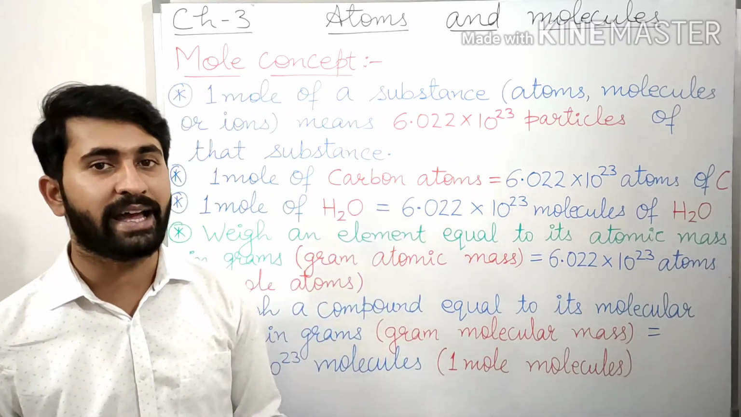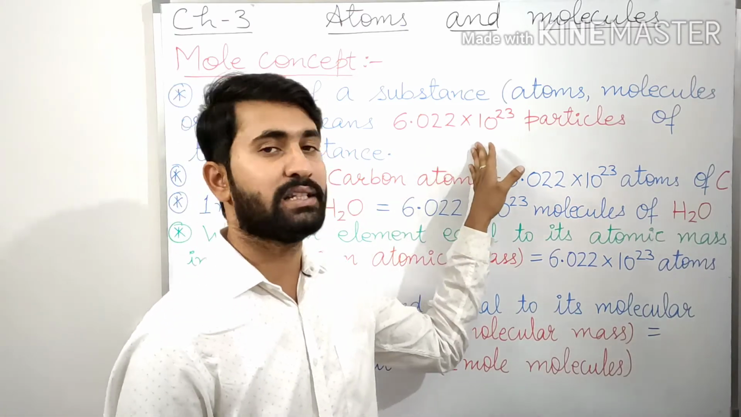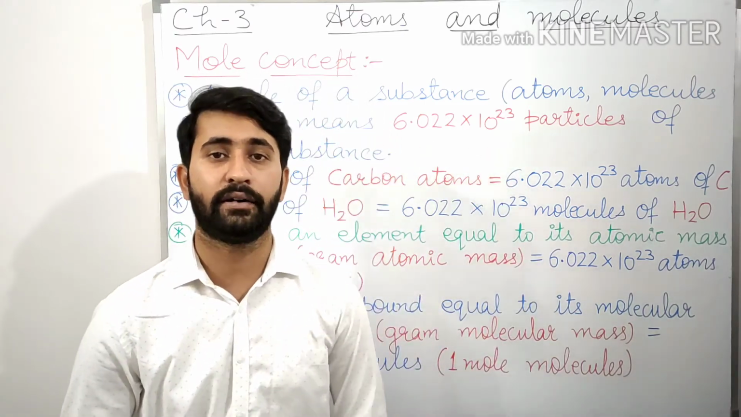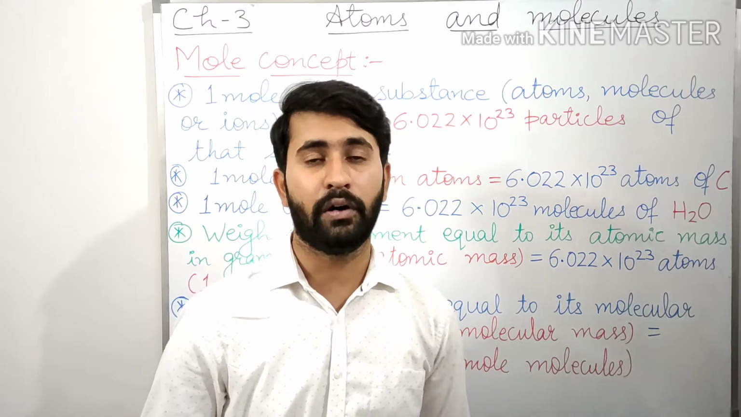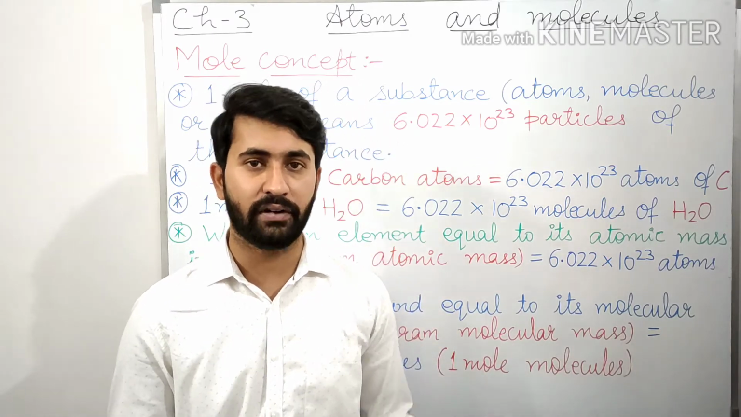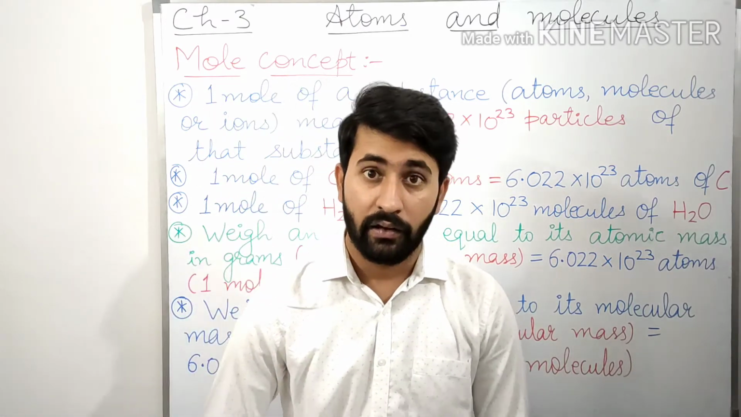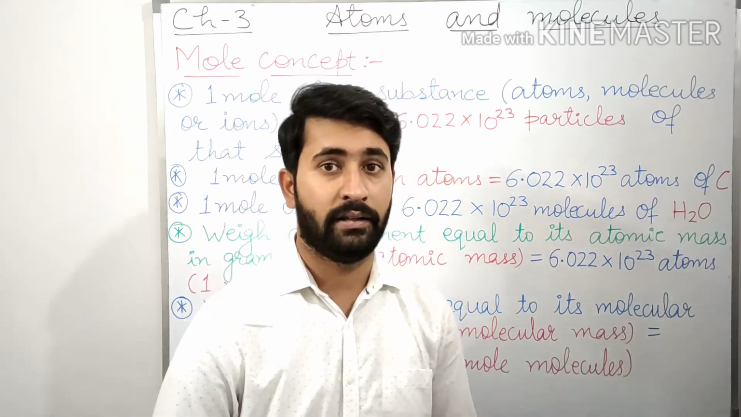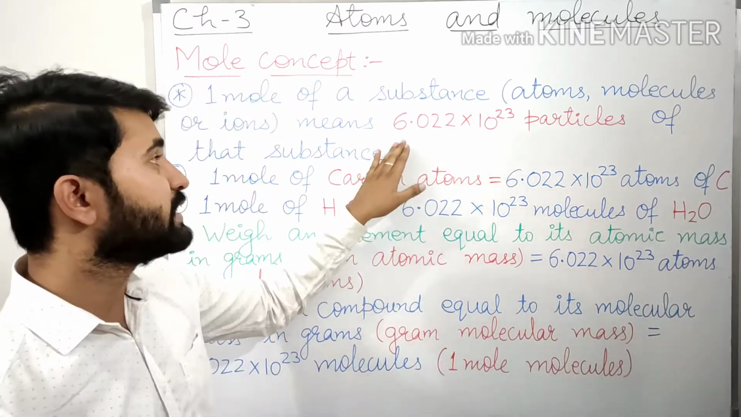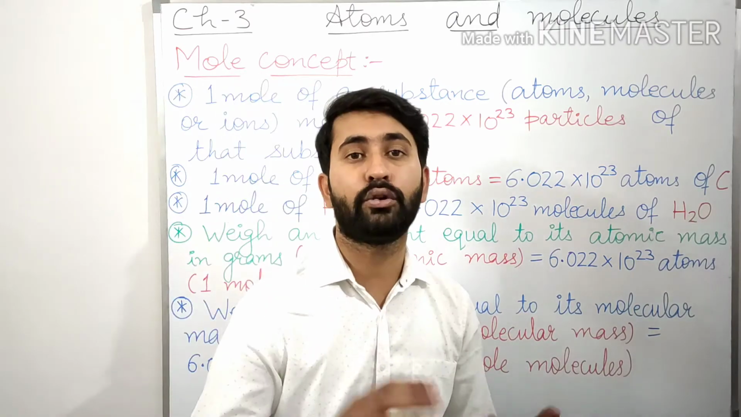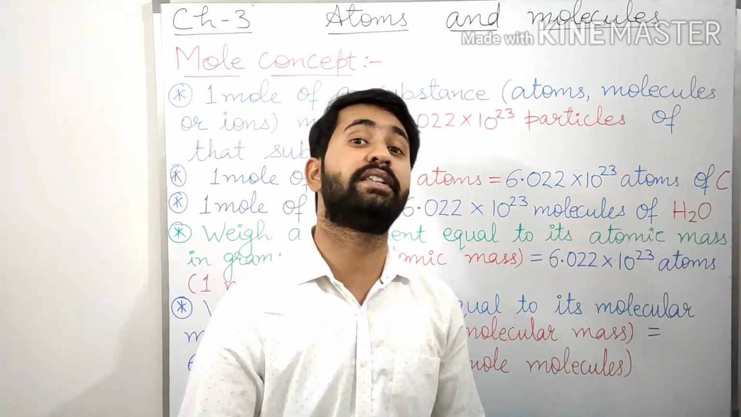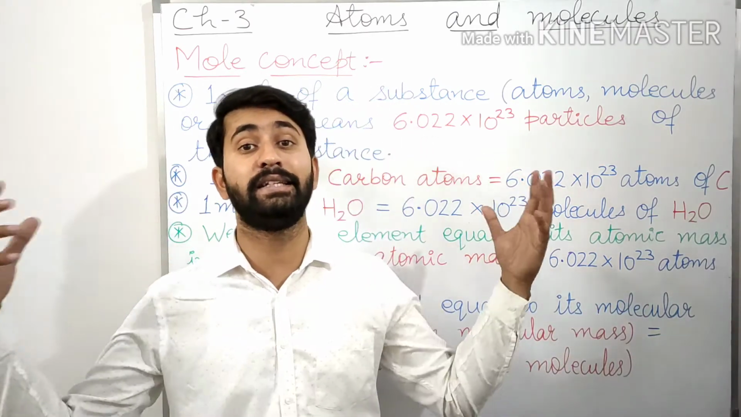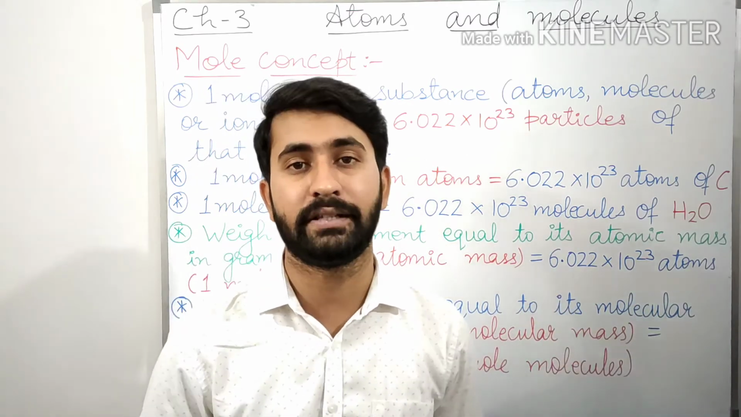is known as Avogadro number. This number is known as Avogadro number on the name of the scientist who discovered it. If I say 1 mole of pencil, then it means 6.022 × 10^23 pencils, means these many large number of pencils are there.